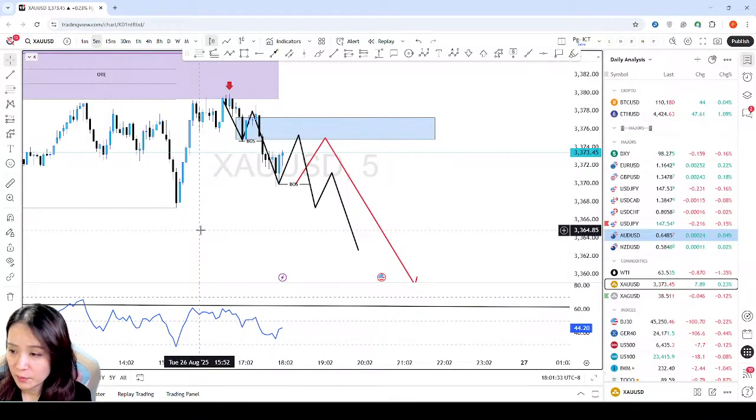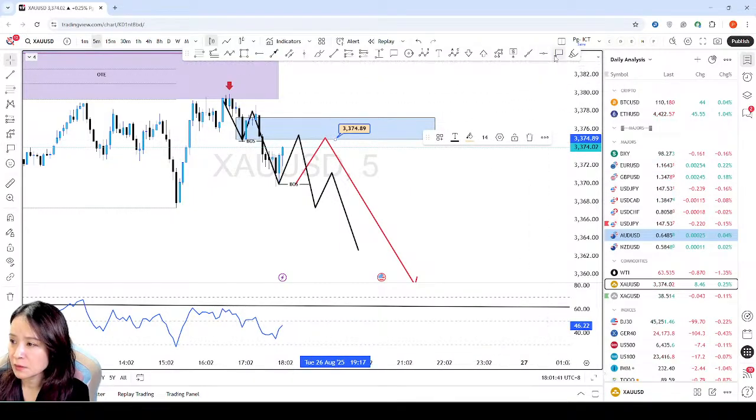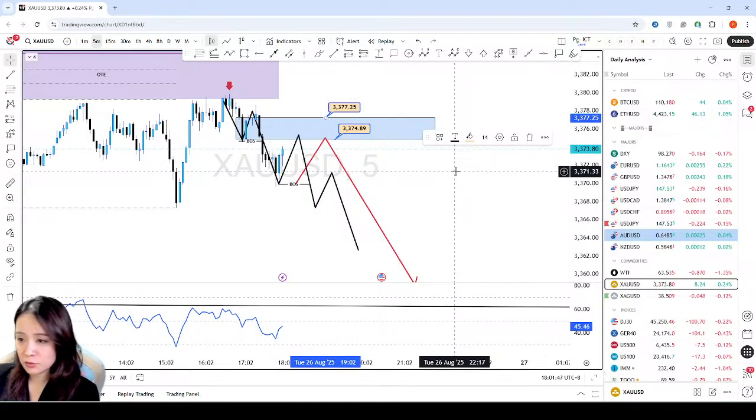We may monitor because price is already rising. So if it rises to 74, 20 here, we may consider selling, taking another sell entry.